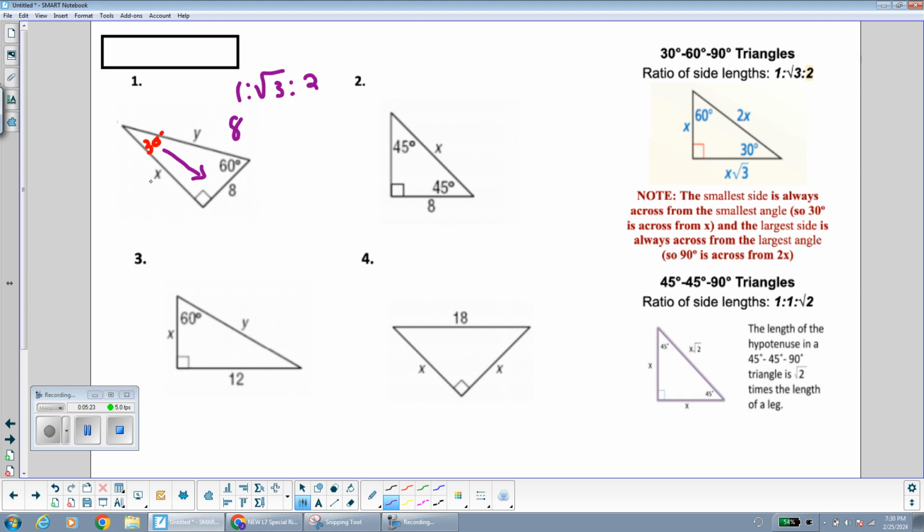Now I'm going to a bigger side. I'm going to the middle biggest side because it's across from the middle biggest angle. The 60-degree angle is in between. Not as big as the 90, but bigger than the 30. It's the middle biggest angle.